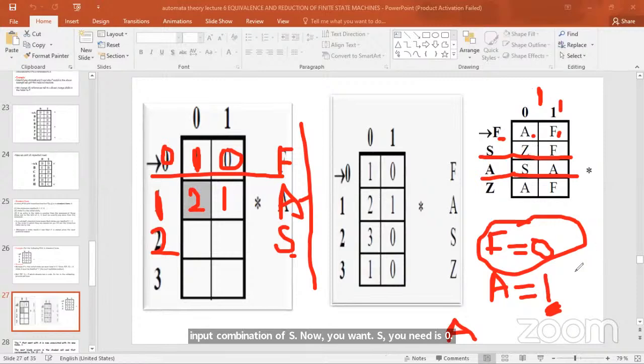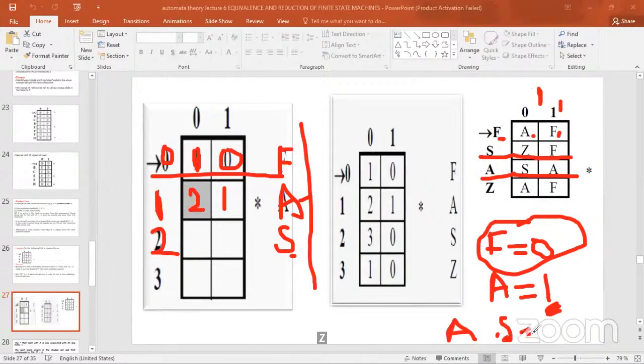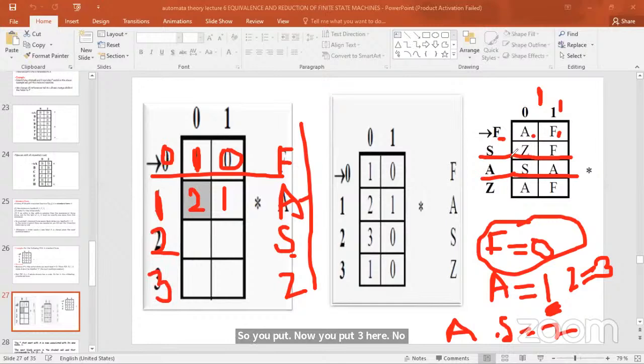Z. So Z is given the value... S has been given the value of what? 2. And Z will be given the value of what now? 3. Right? So you put Z here and you put 3 here. Now you are at S, you read a 0, you go to Z. So Z is what? 3.